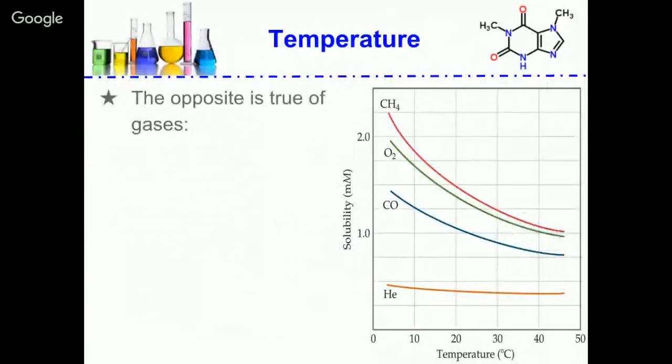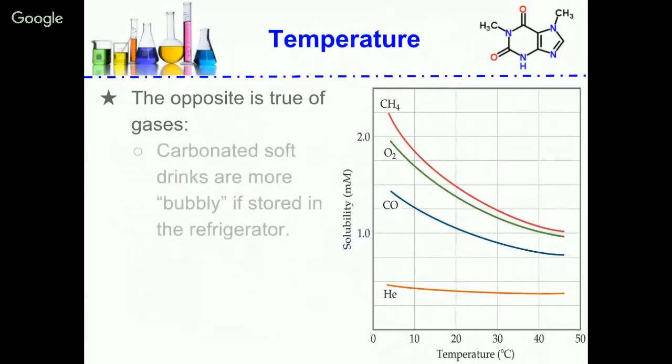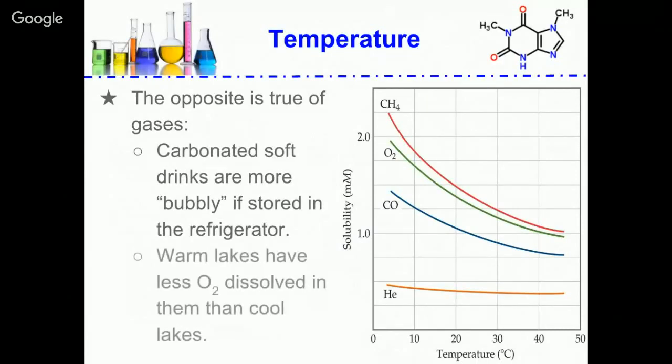The opposite is true for gases. So if we look at these four gases, carbonated soft drinks are more bubbly if stored in the refrigerator. Warm lakes have less O2 dissolved in them than cool lakes. So if you look at this, when the temperature of the solution is cold, gases are able to stay in. Once that temperature increases, the solubility, the amount of millimolar of gases you can get into that solution, is going to decrease.